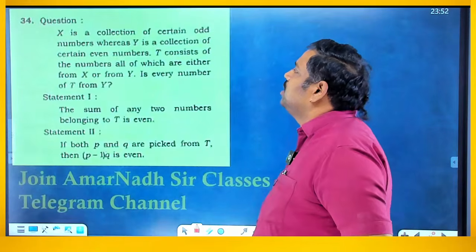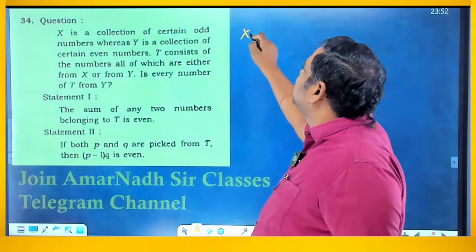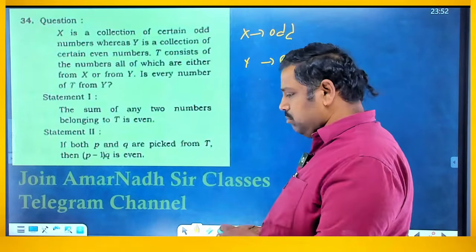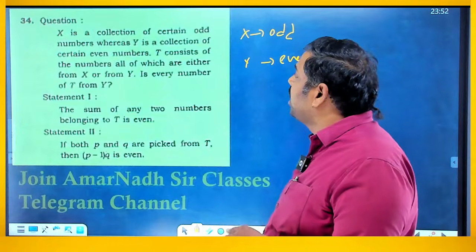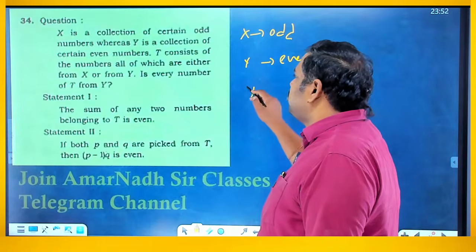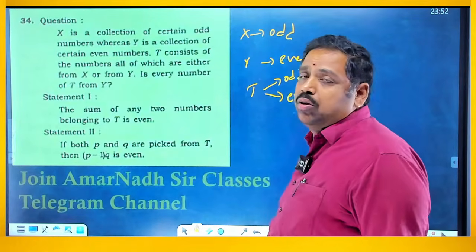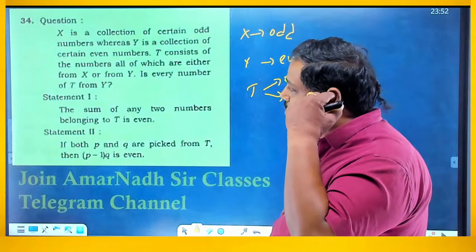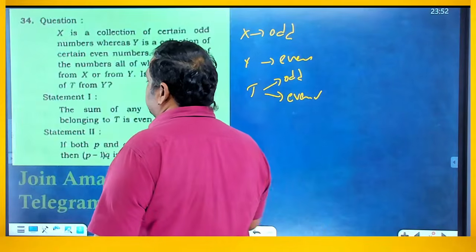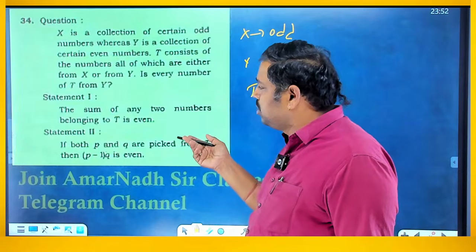Okay, 34th question. X is a collection of some odd numbers. Y is a collection of some even numbers. T consists of numbers all of which are either from X or from Y. Means T has all odd, or T has all even, right? Not a mixing of even and odd. Then what he is asking is, is every number of T from Y? From Y means everyone is even or not, he is asking. Statement 1: the sum of any two numbers belonging to T is even.